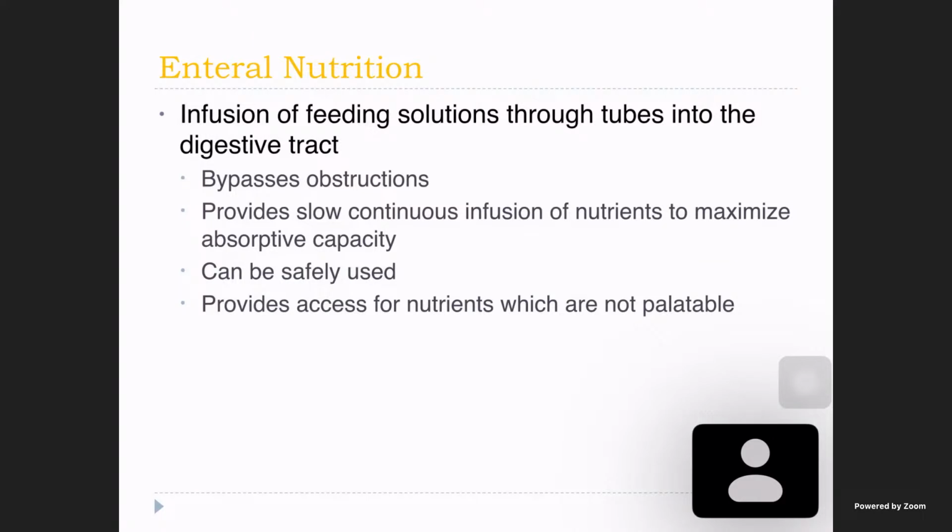So enteral nutrition, we know, is feeding solutions through tubes into the digestive tract. We do need it in head and neck cancer patients undergoing treatment, either radiation, or who have dysphagia, then esophageal or GI malignancies. Then we need to bypass the system so that we can deliver the nutrition directly to the GI tract.